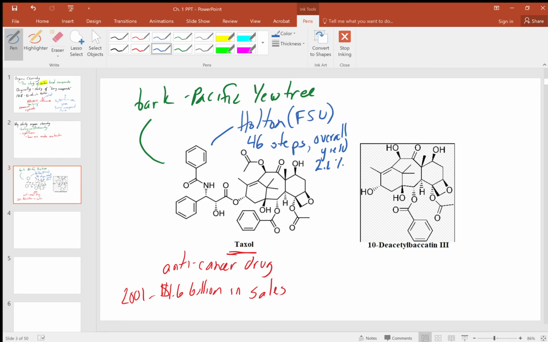But even so, let's put this in perspective. 46 steps to 2.1% yield means that if you had 1 kilogram of your original starting material, you could make 81 grams of Taxol. So better than the yew tree, but still a very inefficient process.